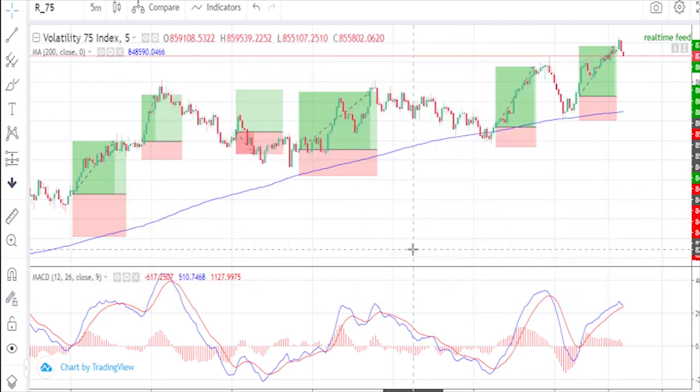If you want to see which platform this is that I was testing, this is called TradingView for binary.com. You can trade synthetic indices on this platform, but I just use it for analyzing and testing my strategies.